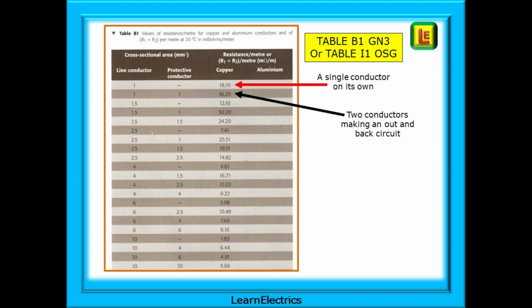This is what the resistance will be, say, from the consumer unit to the point of use, just one way. The second entry shows two conductors, from the consumer unit to the point of use and back again. This is now double the length as we would expect, and the resistance value has doubled to 36.2 milliohms per metre. Although the table states line conductor and protective conductor, the table can of course be used for calculating resistance values of any conductors if we know their individual size or CSA.